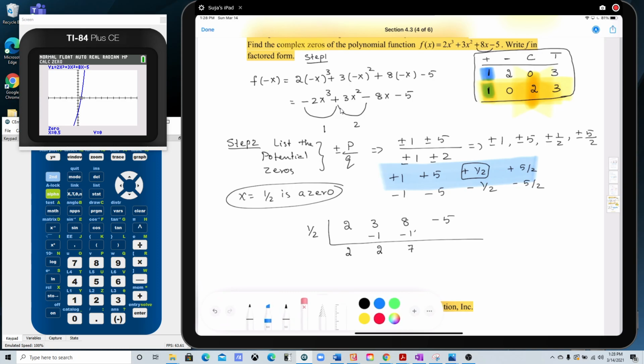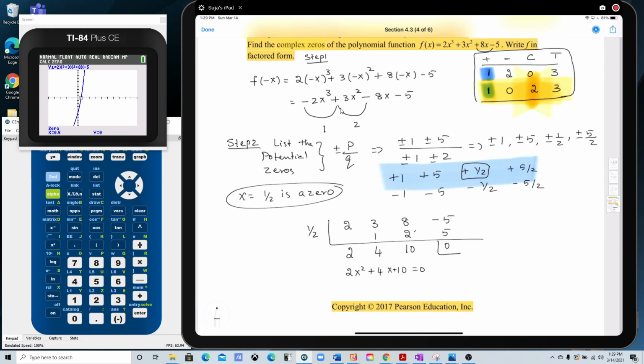So this should be, where is it? Okay, so if I bring down the 2, 2 times 1/2 is 1, 3 plus 1 is 4, 4 times 1/2 is 2, 8 plus 2 is 10, 10 times 1/2 is 5, therefore the remainder is 0. So this leaves me with the polynomial 2x squared plus 4x plus 10 equal to 0.